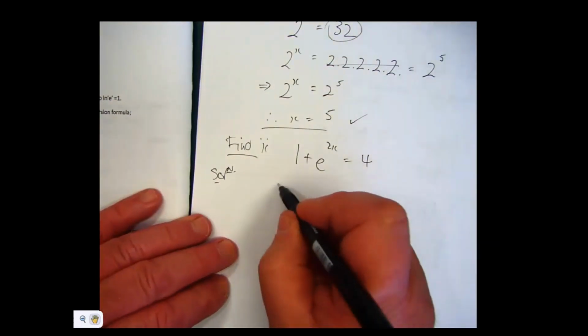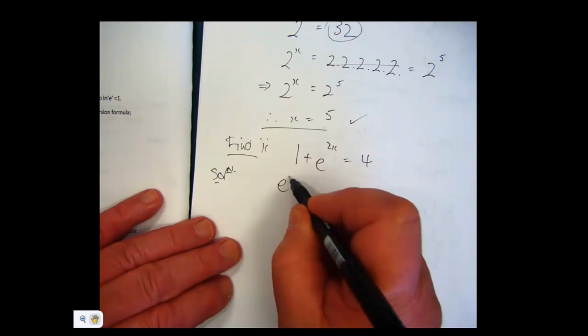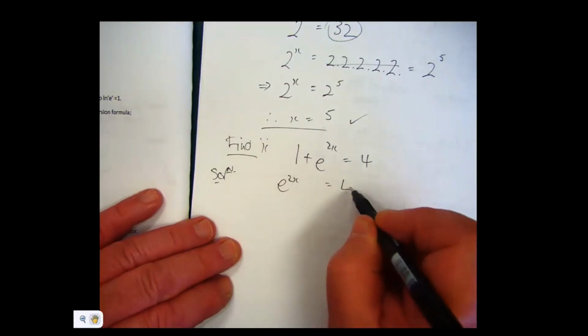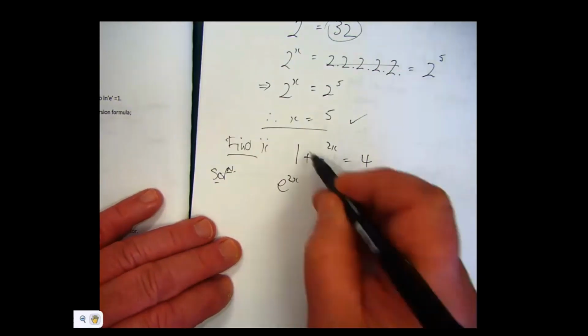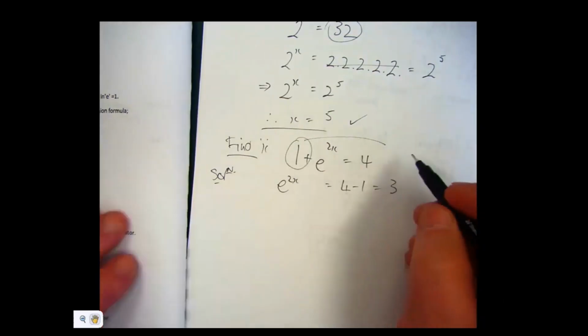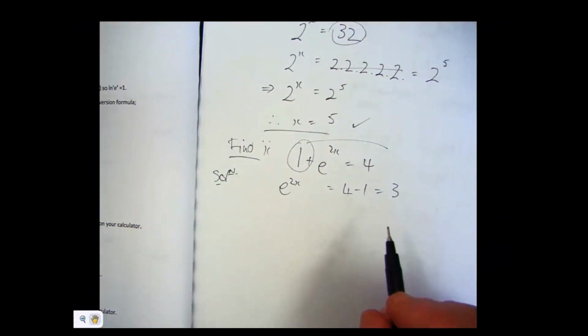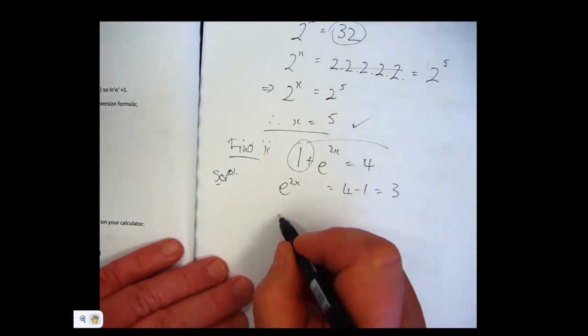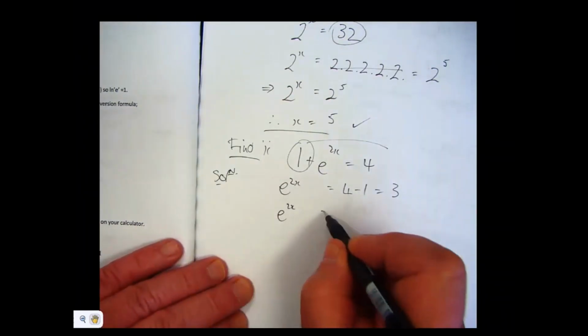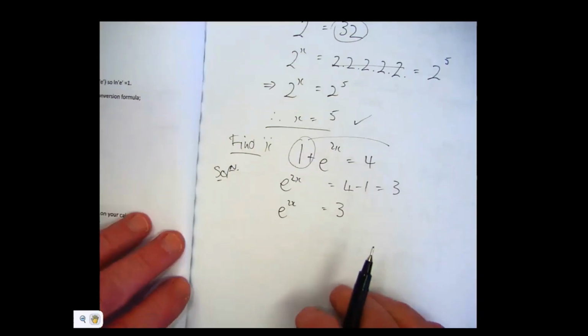The first line, we can do a little bit of transposing. e to the 2x equals 4 minus 1, which is 3. I simply take this across. Remember the rule that we've done before: change side, you change the sign of the operation. So now we have e to the power 2x equals 3. This is as simple as we can get.